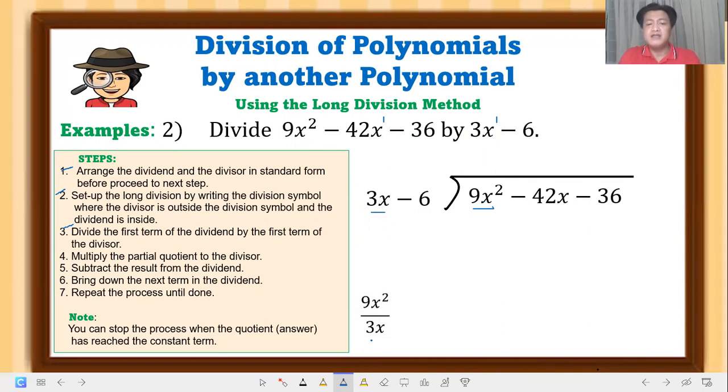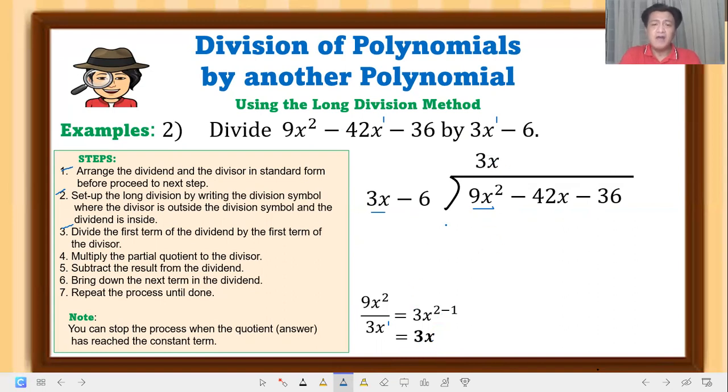We have 9 divided by 3, di ba 3 yon? And what is the 2 minus 1 sa exponent, di ba same base? Ito yung solution natin, 3x raised to 2 minus 1. Kaya that will become 3x na lang yan. Hindi na pwede sulat yung 1 kasi simplify natin. Ibig sabihin yung partial quotient nito is 3x.